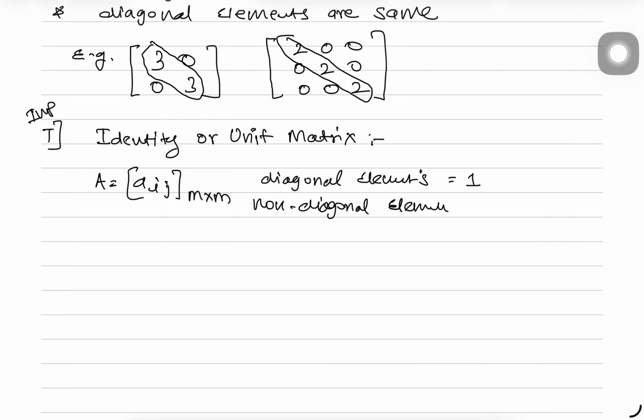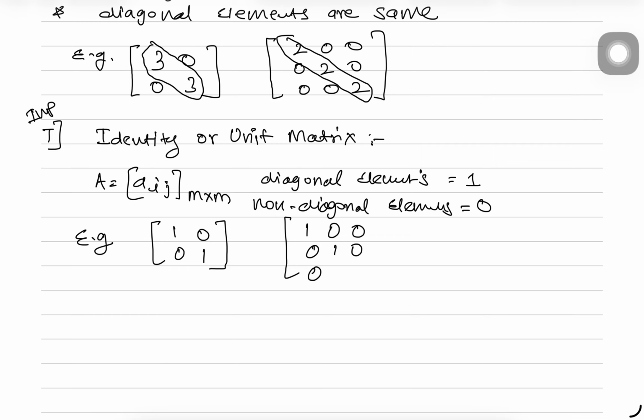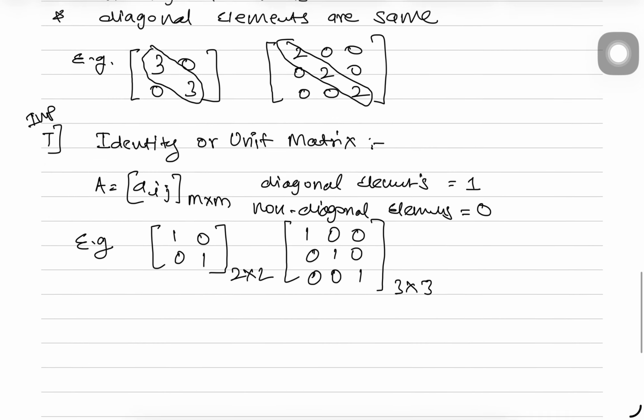Non-diagonal elements equal to 0. It is known as a unit matrix and it is a very important matrix in the inverse process. For example, 1 0 0 1, and 1 0 0, 0 1 0, 0 0 1. So these are the 2 cross 2 and 3 cross 3 unit matrices.